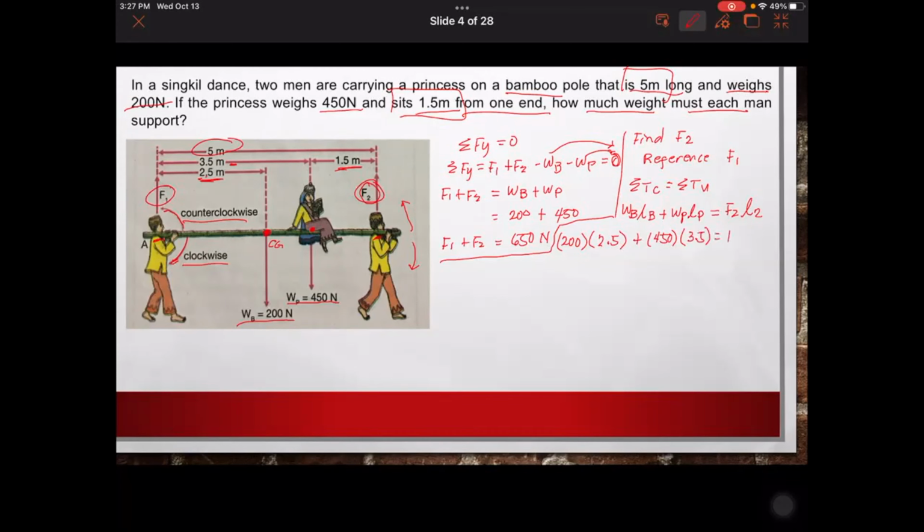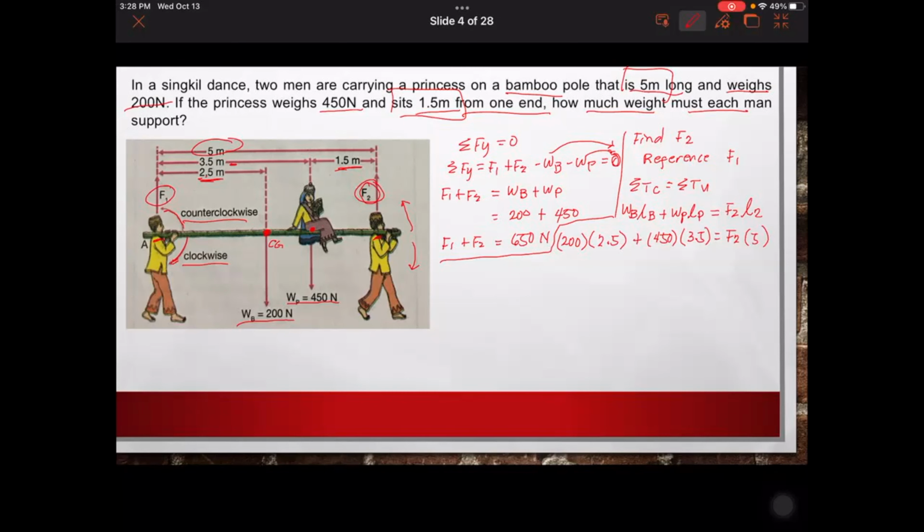Is equal to F2, because this is what we will solve for, then its lever to F1. F2, what is its lever? From F1 to F2, what is the lever or the distance? Yes, 5. So we multiply by 5. Okay? So, that is our equation.